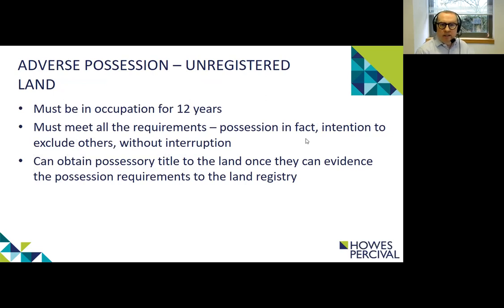For unregistered land, you need to be in occupation for 12 years. So you need to show that you've been there for 12 years, you have done that with an intention to exclude others, and there has been no interruption. If you can show all of those things in unregistered land, you can obtain possessory title to the land once you have shown evidence of those requirements to the land registry.